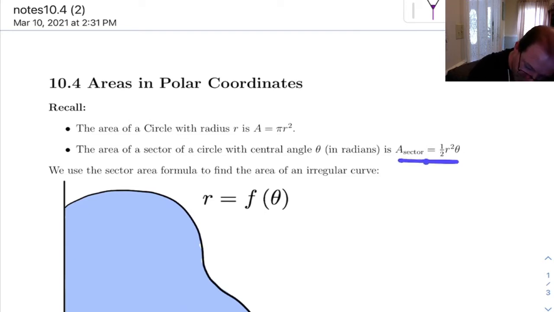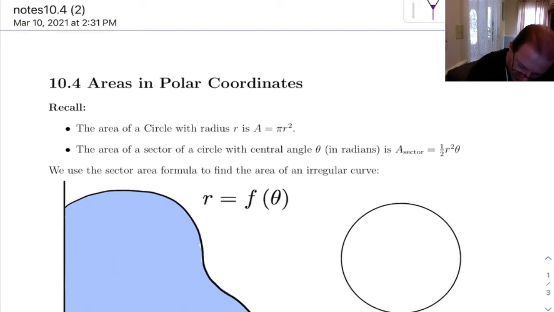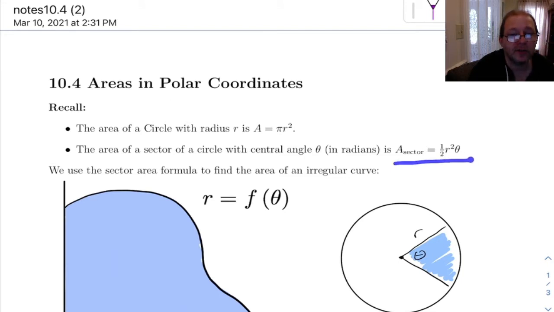Let's look at this. If you've got a circle and you draw in a central angle, and the angle's theta and your radius is r, if you want to compute this area here, it's given to you by this formula up here. The area of that sector is 1/2 r squared theta.